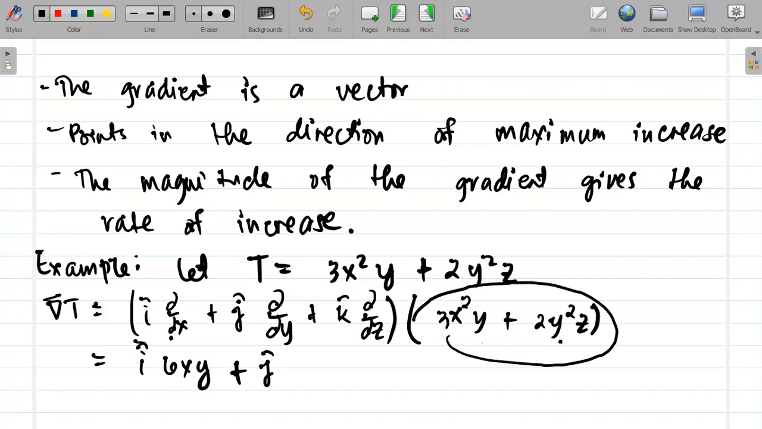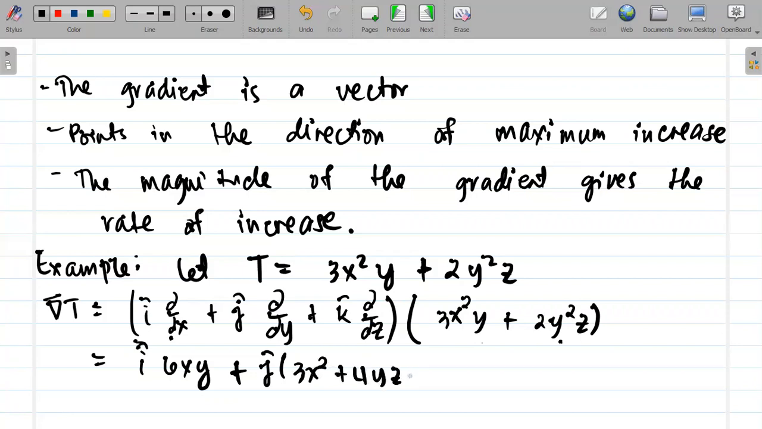What is the partial y of this? That is 3x squared plus 4yz. So 3x squared plus 4yz. Tama ba? Then, the k-hat component, what is the partial z of this? That is 2y squared. So k-hat, 2y squared.